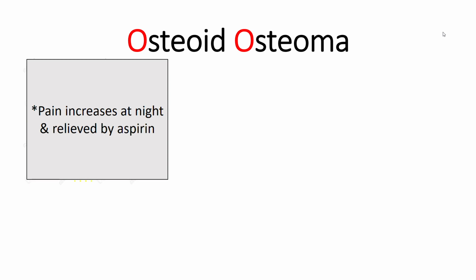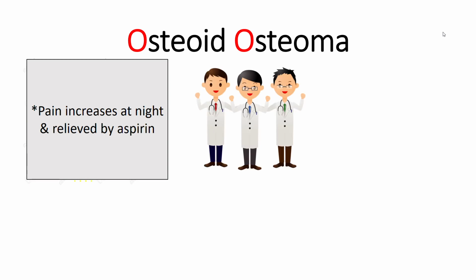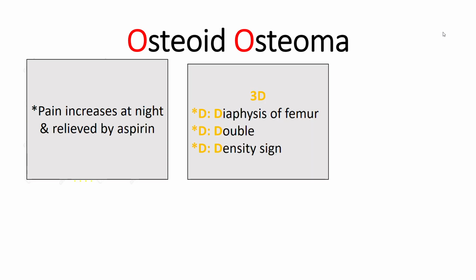The pain usually annoys the patient, and the patient will ask the help of three doctors. Three doctors to remind us of three Ds, three main pieces of information starting with the letter D. Number one, diaphysis of the femur or tibia, which is the common site of the osteoid osteoma, and then the bone scan is usually characterized by the double density sign.